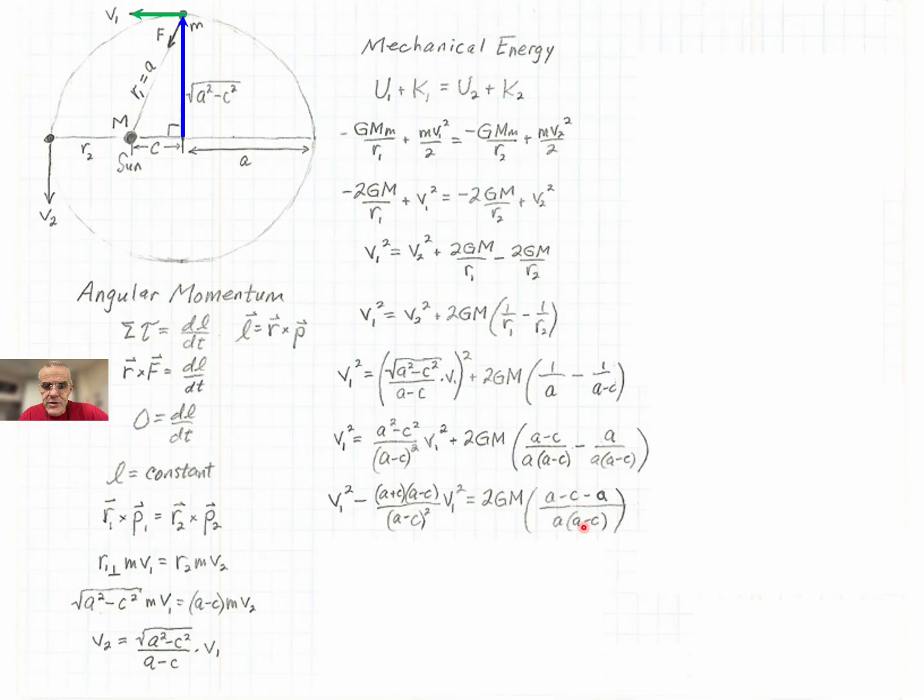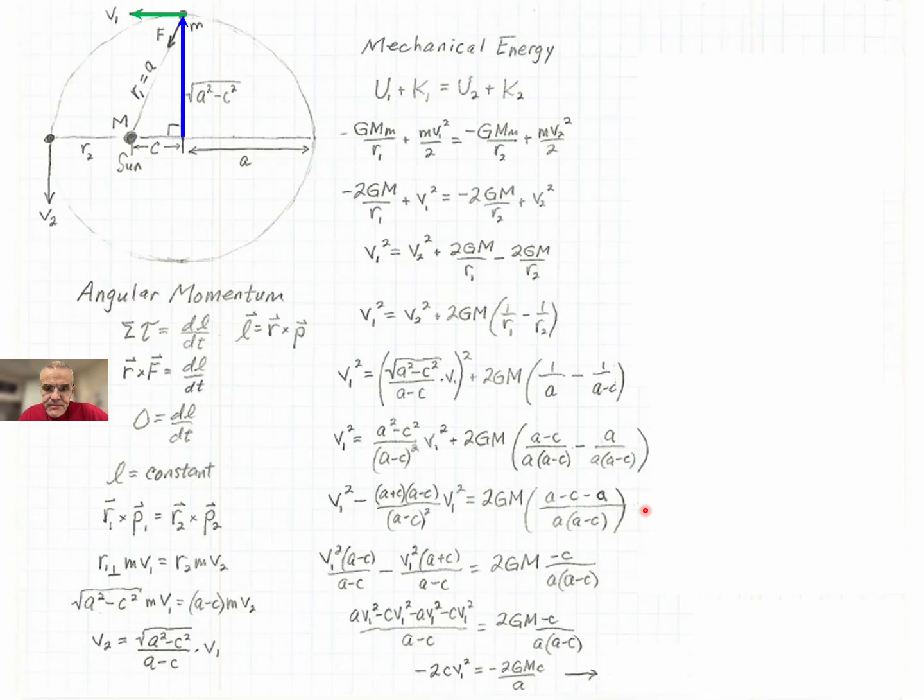Here I've combined my terms with common denominator. And notice I've got A minus A. Well, that's fun. That disappears. So let's keep going here. A minus A is negative C.